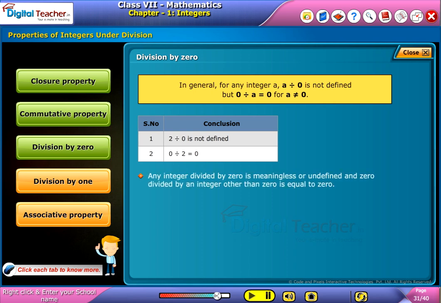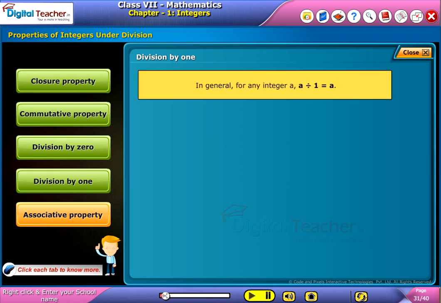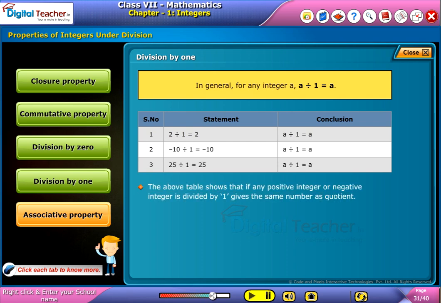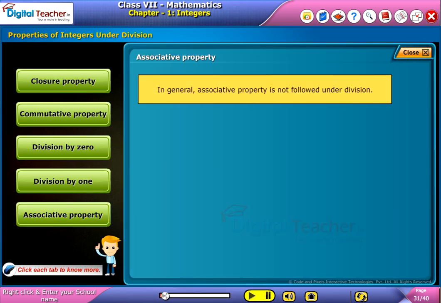Any integer divided by 0 is meaningless or undefined, and 0 divided by n is 0. Division by 1: in general, for any integer a, a by 1 is equal to a. For example, 2 by 1 is always 2, which concludes that a by 1 is equal to a. Similarly, the next two statements conclude the same. The above table shows that for any integer, dividing by 1 gives the same integer.